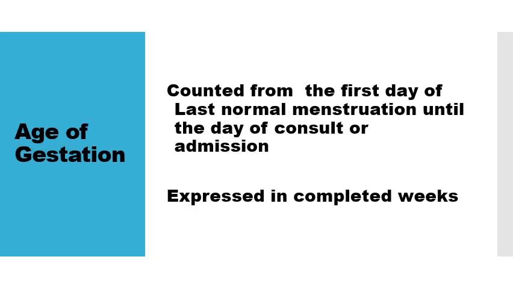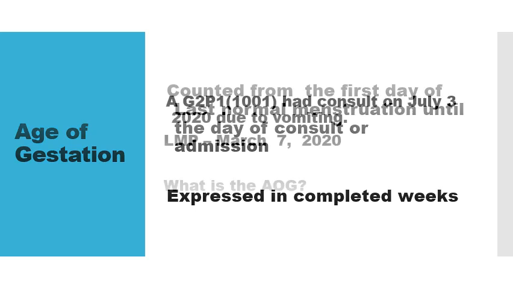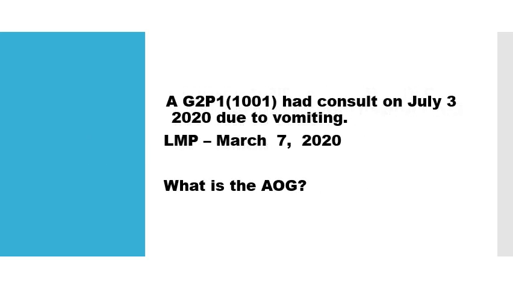The age of gestation is counted from the first day of the last menstruation until the day of consult or admission. This is usually expressed in completed weeks. A Gravida 2 Para 1-0-0-1 had consult on July 3, 2020 due to vomiting. The last menstrual period is March 7, 2020. What is the age of gestation?